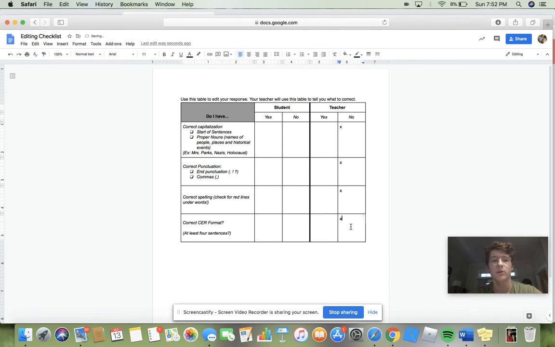And finally, if we put no next to CER format, look at your writing. Do you have a claim? Do you have evidence? And do you have a reasoning that supports that evidence?